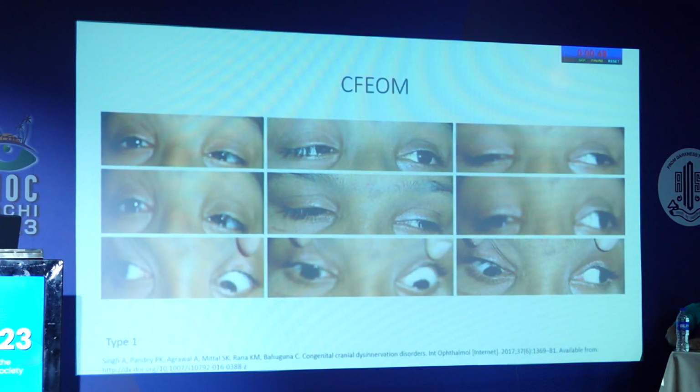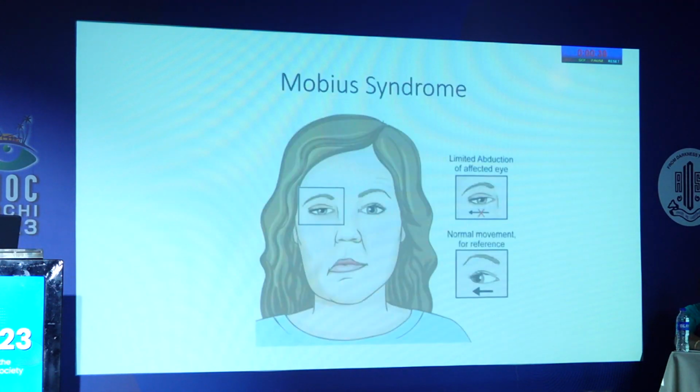A CFEOM patient generally presents with ptotic eyelids, infraducted globes, difficulty in supraduction, and chin up position. A congenital ptosis patient, and a Mobius syndrome patient where there is a facial palsy along with the limited abduction of the affected eye.